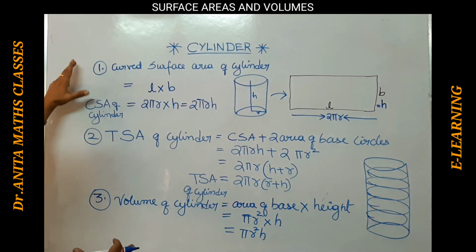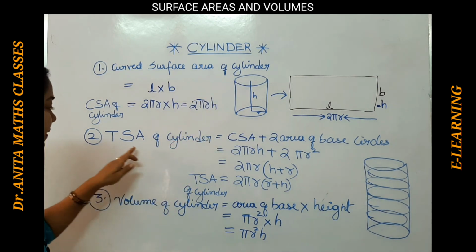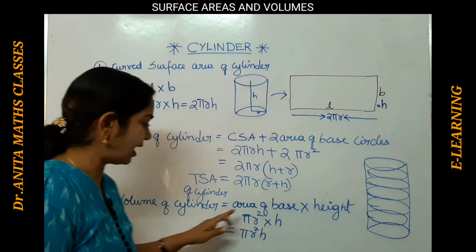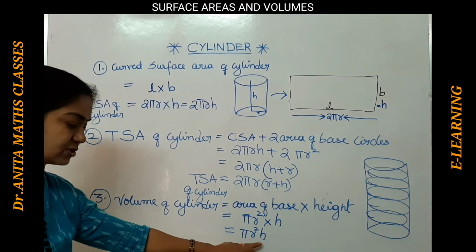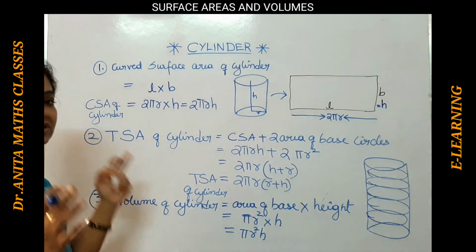So these are the formulas. The curved surface area of the cylinder is 2 pi r h, and the total surface area of the cylinder is 2 pi r (r plus h), and the volume of the cylinder is pi r square h. Okay, so I hope you have understood the concept of cylinder well.